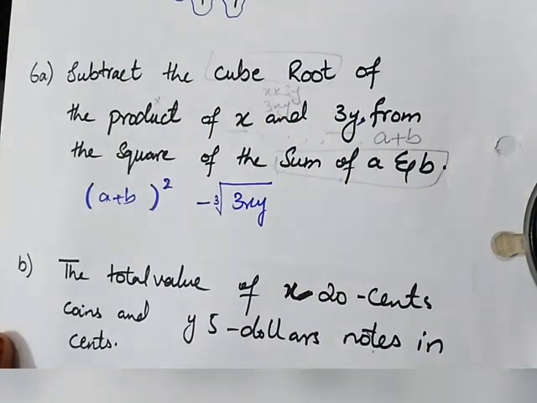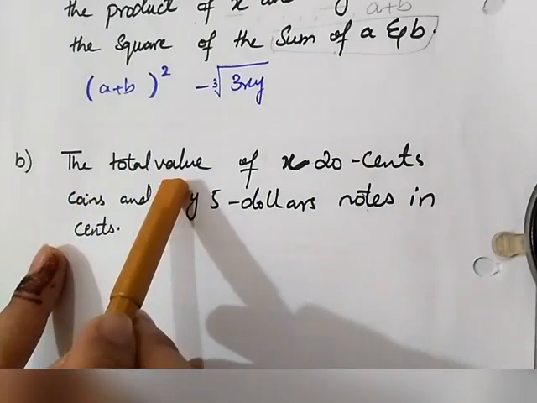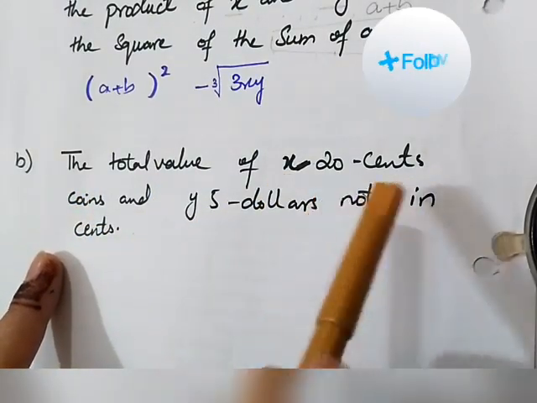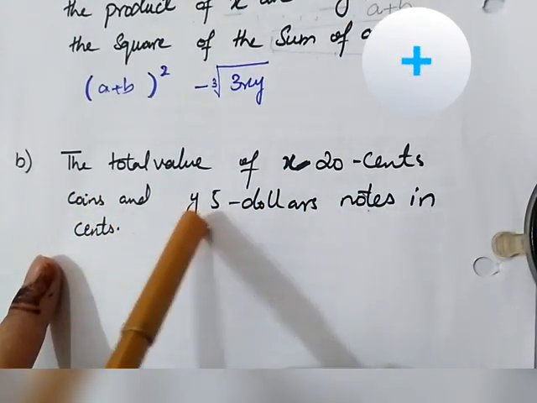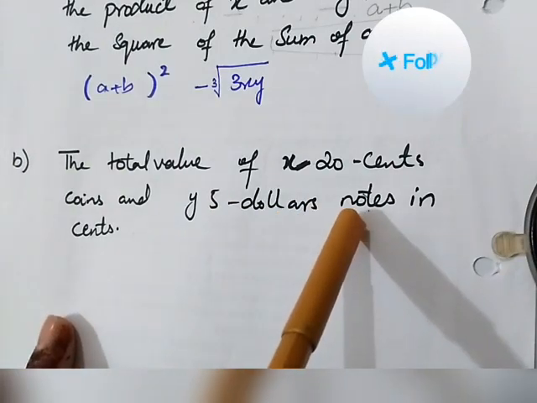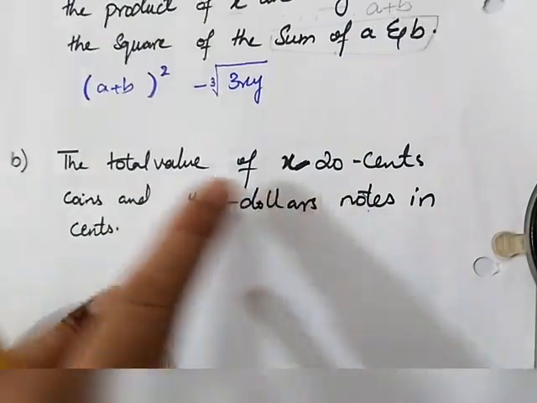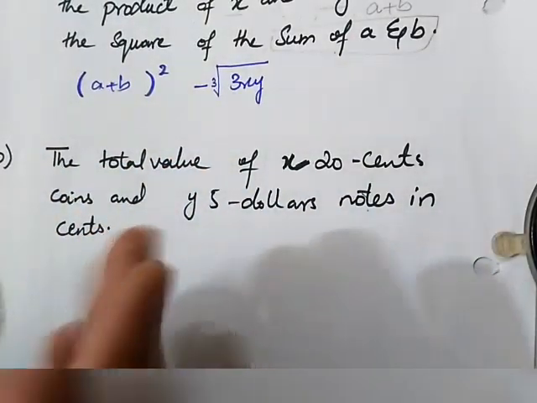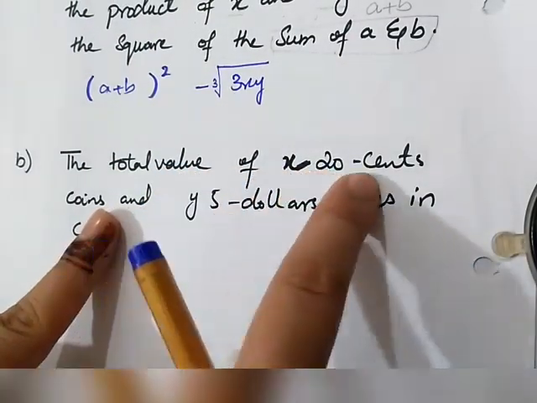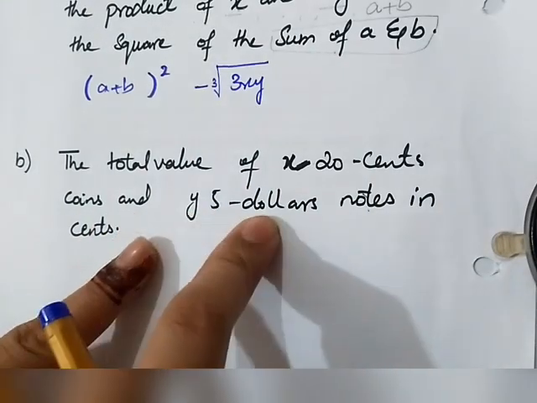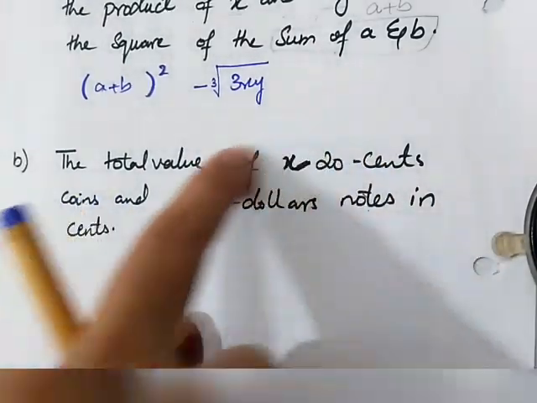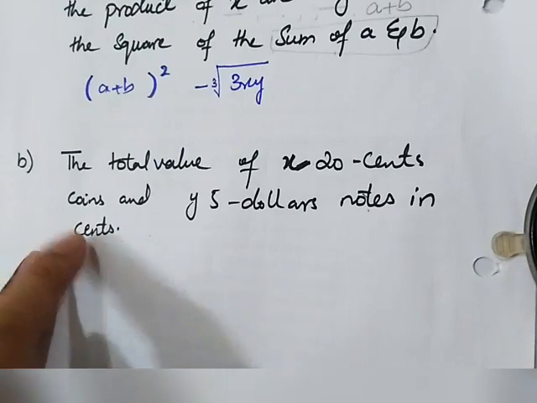Now move towards part B. The total value of x 20 cents coins and $5 notes in cents. We have to write down the total value. Total means sum up. Sum up of what? x 20 cents and $5y. We have to add both these terms and give the answer in cents.